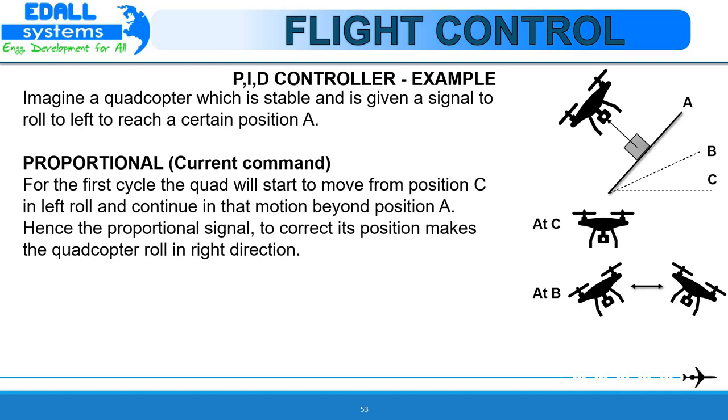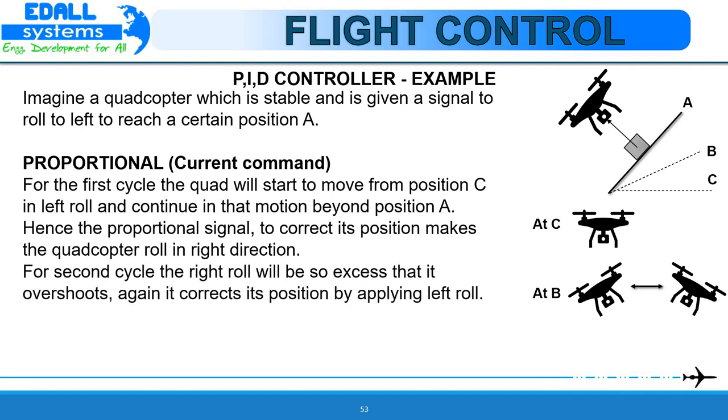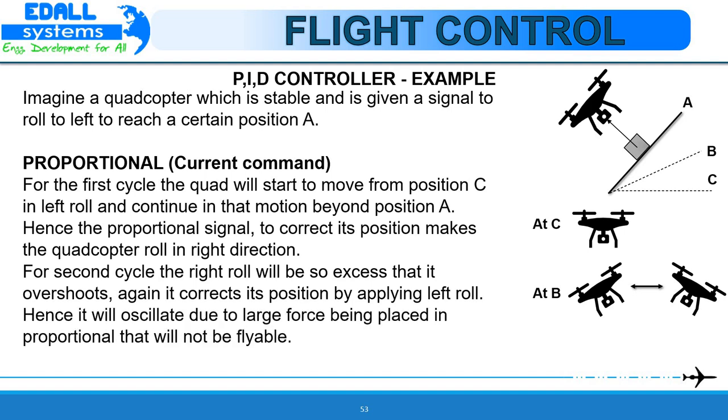The proportional signal to correct its position makes the quadcopter roll to the right again. Once the position crosses beyond A, the proportional signal will again, in the cycle, roll back to correct its position by applying a right roll. By applying a right roll, it will roll so much that it will overshoot, and again it has to correct its position by moving towards the left. Hence, it will oscillate right to left. It will oscillate due to the large force placed in the proportional, which will not be flyable.